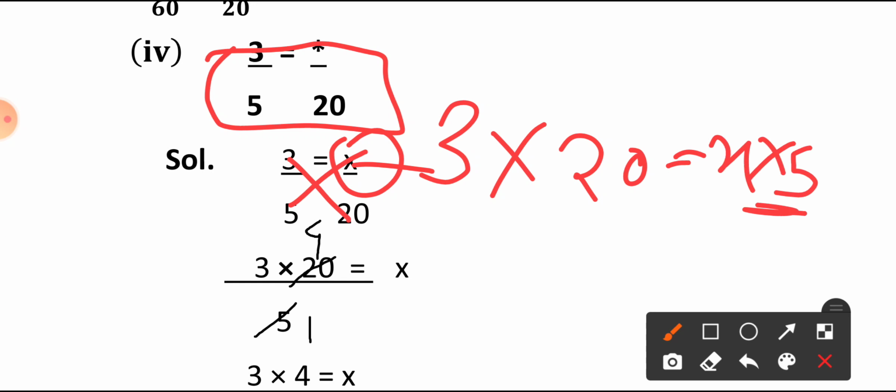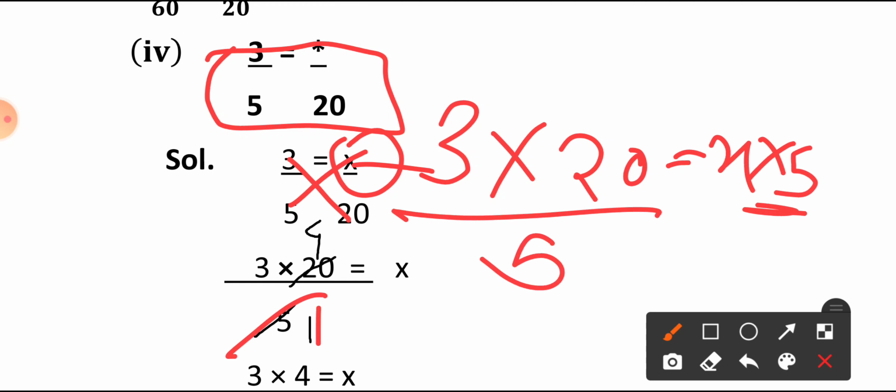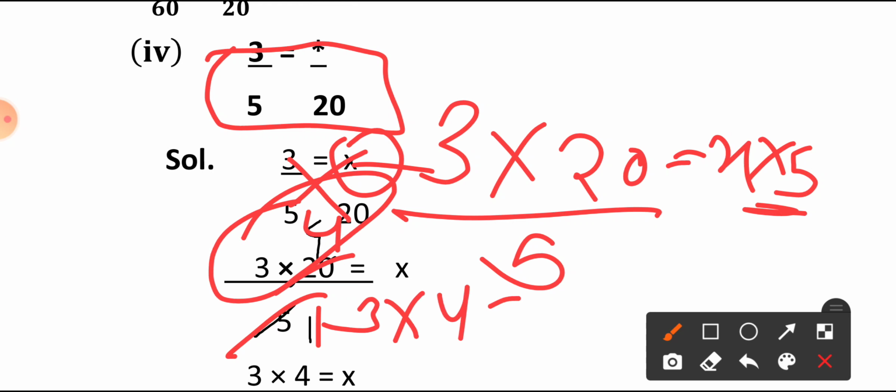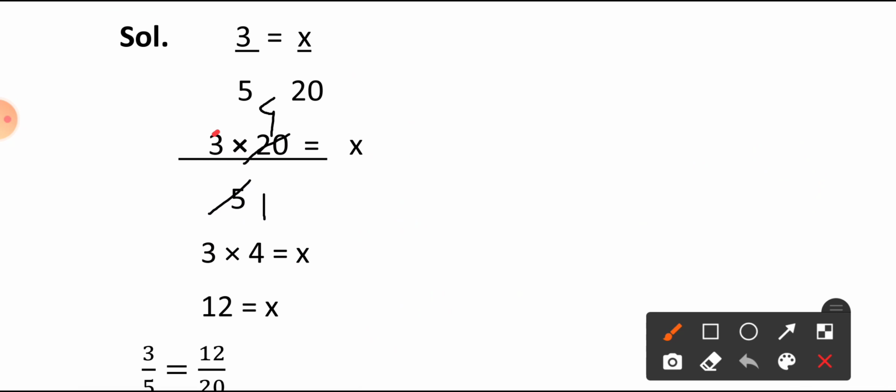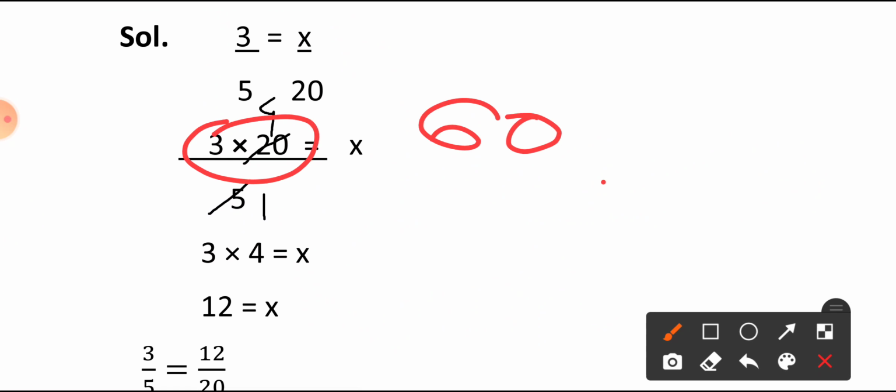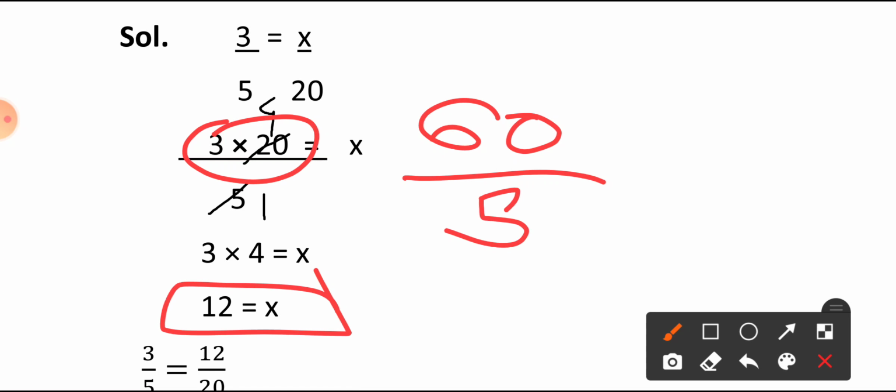Now as 5 is in multiplication, on this side we change it to divide. So 5 ones are 5, 5 fours are 20. Now multiply the remaining numbers, 3 into 4, which is equal to 12. It means in place of the numerator here 12 will come. Or directly also you can multiply 3 twenties are 60 upon 5. If you divide, you will get the answer as 12.